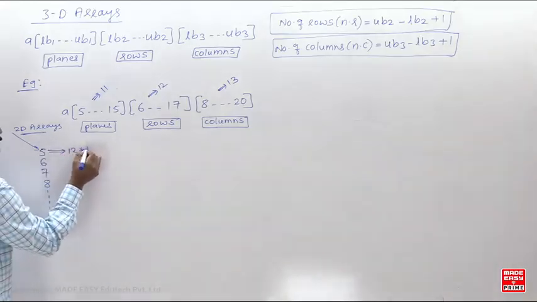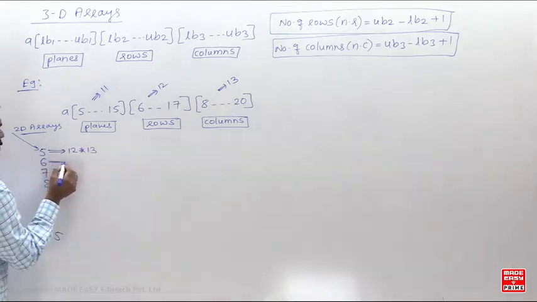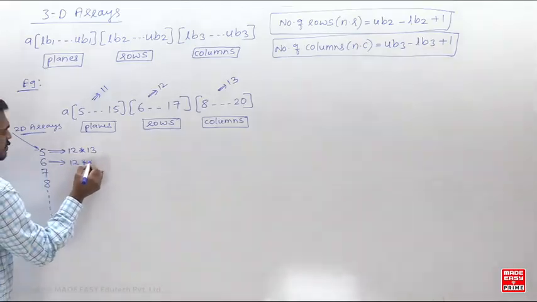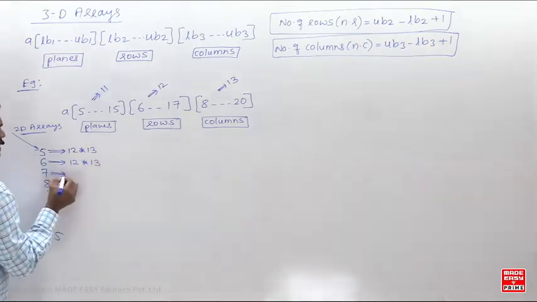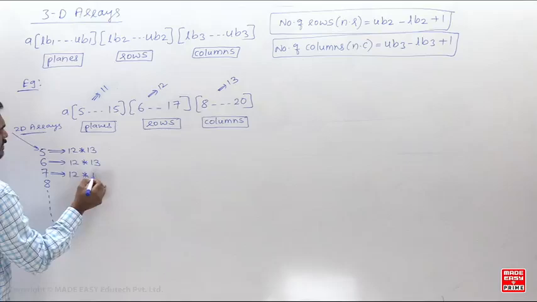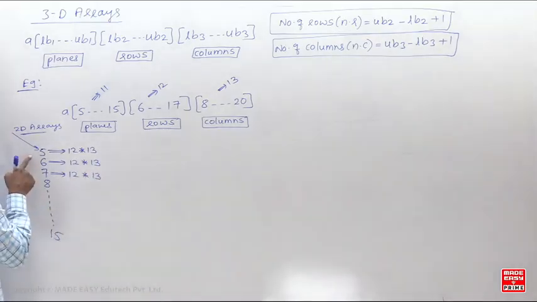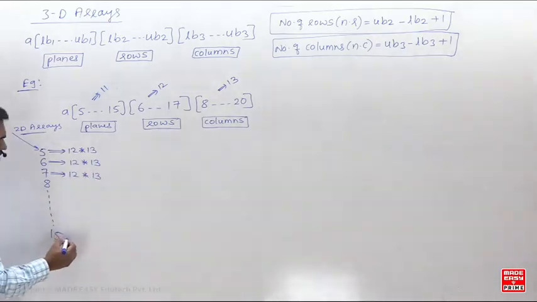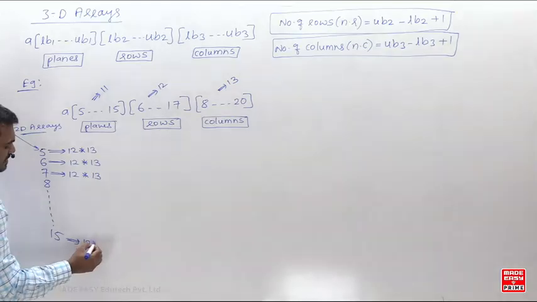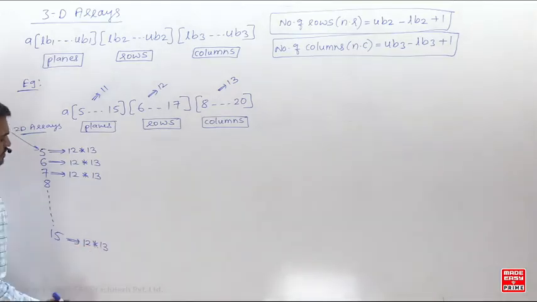Okay, 12 into 13. And this 2D array is having how many elements? Same, 12 into 13. This 2D array is having how many elements? 12 into 13. Is this clear? Right? This point is clear for everyone. And next, the 15th 2D array. This is having how many elements? 12 into 13.